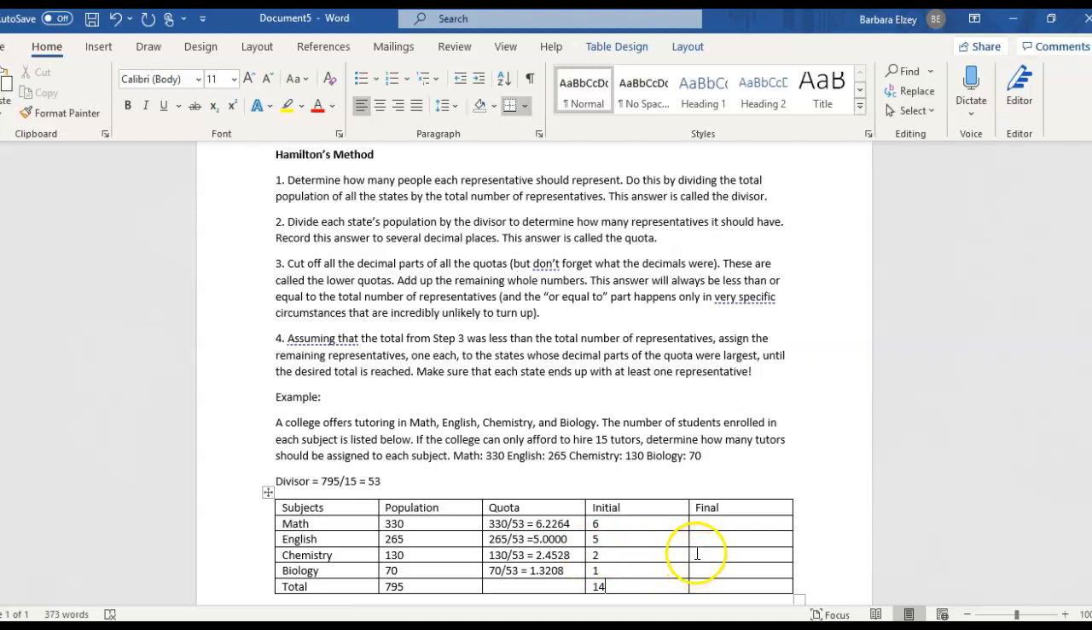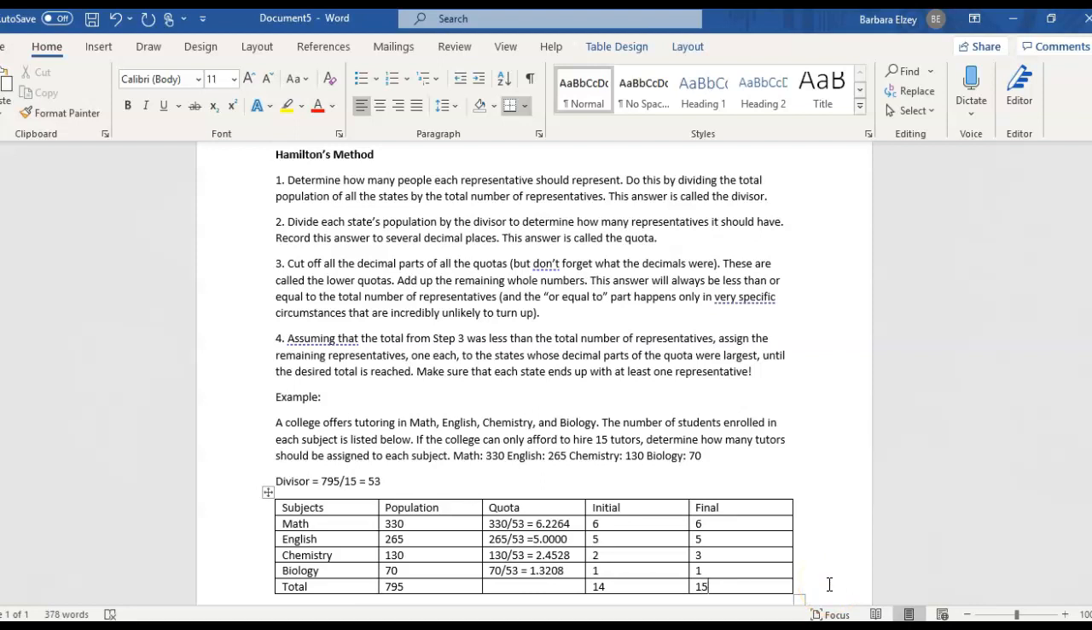All right, so it's going to get that 1 additional tutor. So we are going to give 1 more to chemistry. We're going to keep all the rest of them the same. And we keep the rest of them the same because we've only got 1 more to give away. Now we have allocated all 15 tutors, and our apportionment is done.